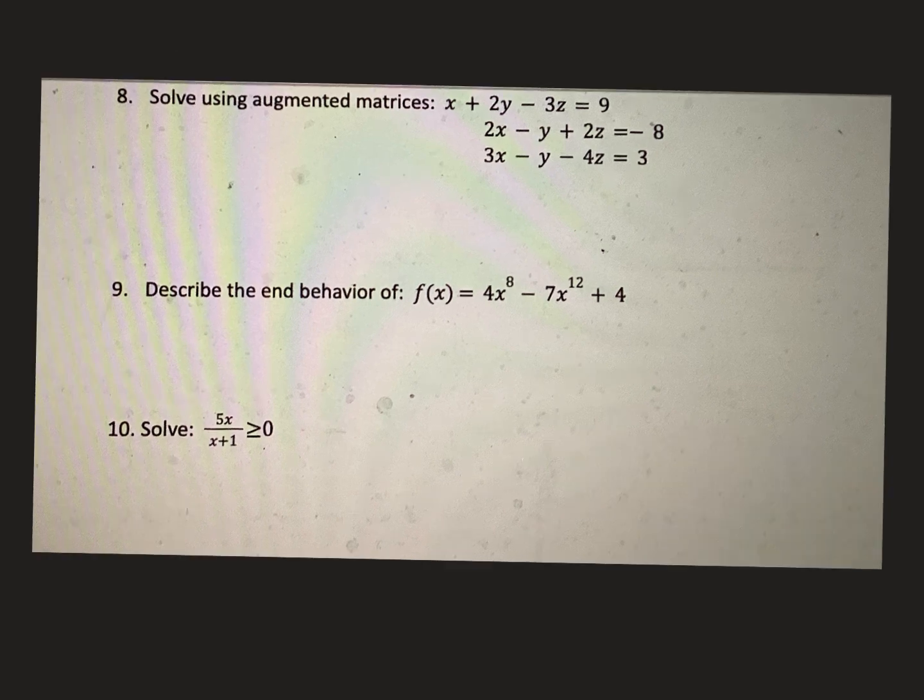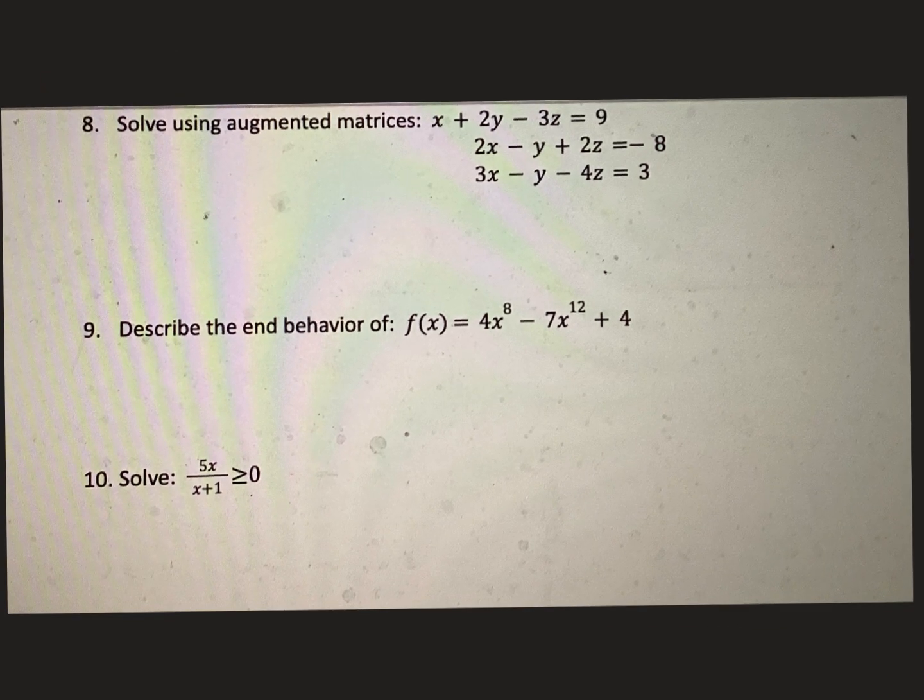Number 8, this is our rref. All right, so we're going to punch all this into the matrix. Remember, go to second quit, go back to the matrix again, go to math, scroll up to where it says rref, pick matrix A, and see what the answer is. As I punch that in, I'm getting negative 1 for the x, 2 for the y, and negative 2 for the z. That's all you have to do.